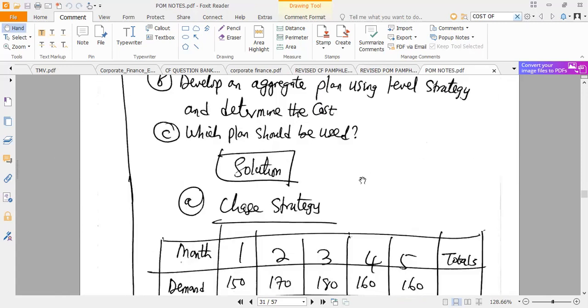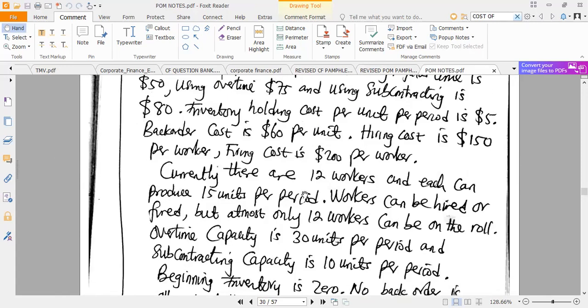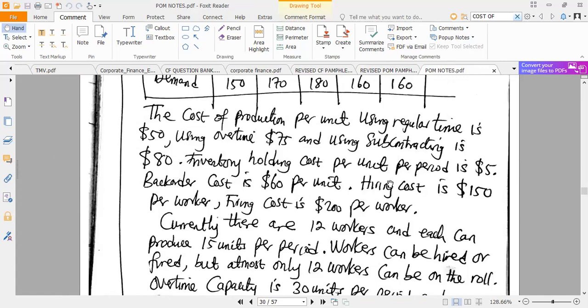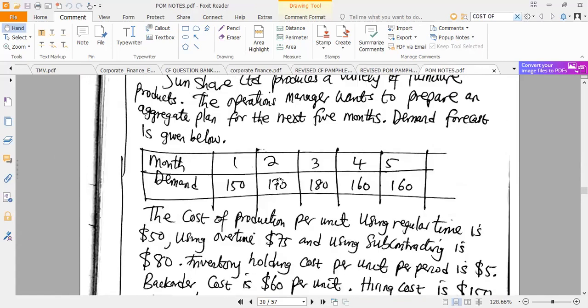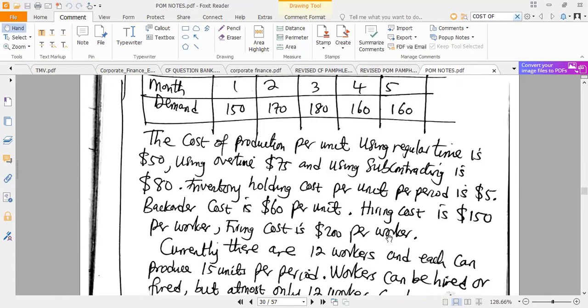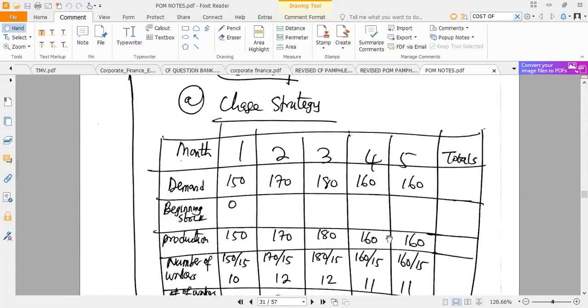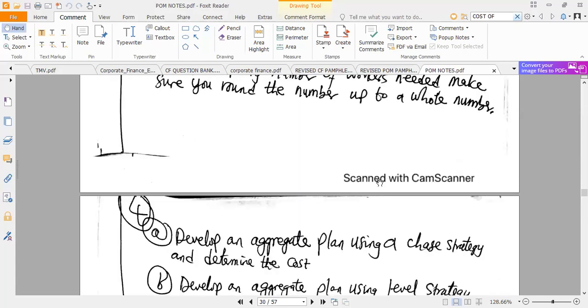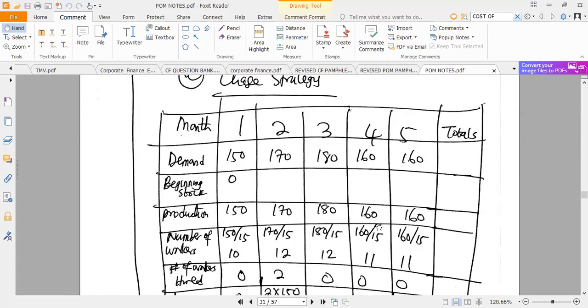As we can see here, they're telling us that the current workforce is 12 workers for now. And these are the demands, all right, for month 1 through to month 5, we have the demand units. So month 1, we had 150, 170, 180, 160, and 160. Beginning stock from the question as given is 0.